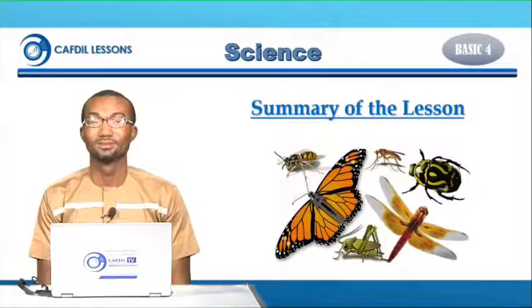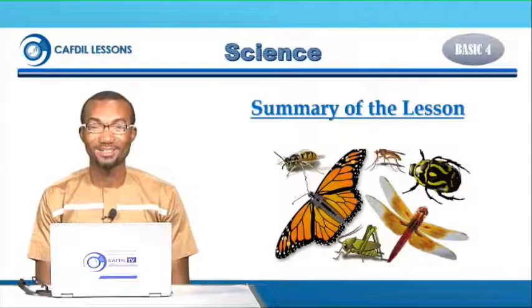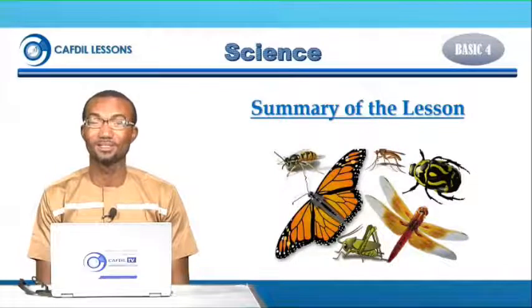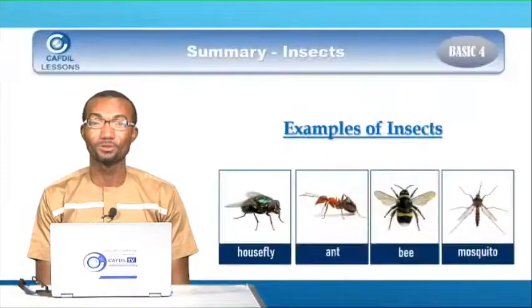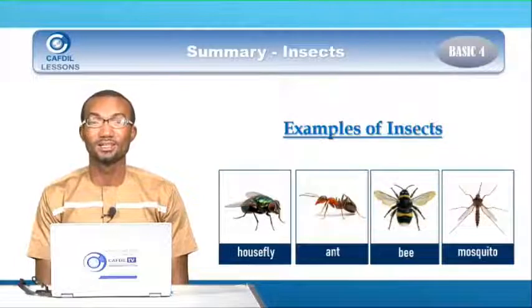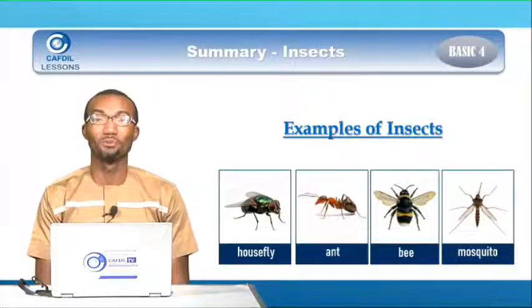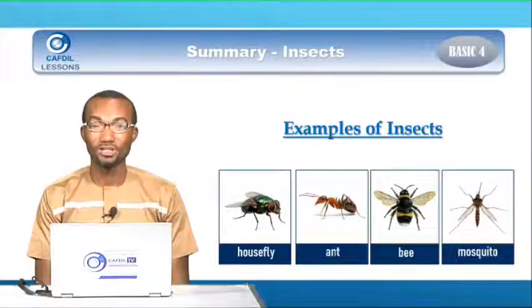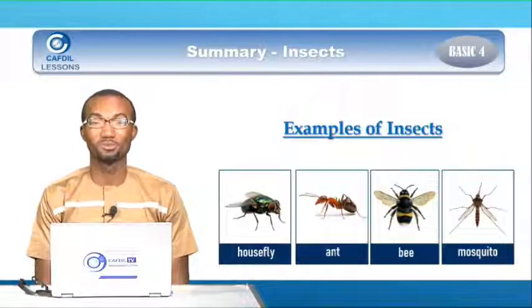Great. We are almost at the end of our lesson on insects. Let's go through some of the things we talked about. We said that insects are the smallest of all animals with 6 legs and with no backbone. So they are smallest of all animals with 6 legs and no backbone.